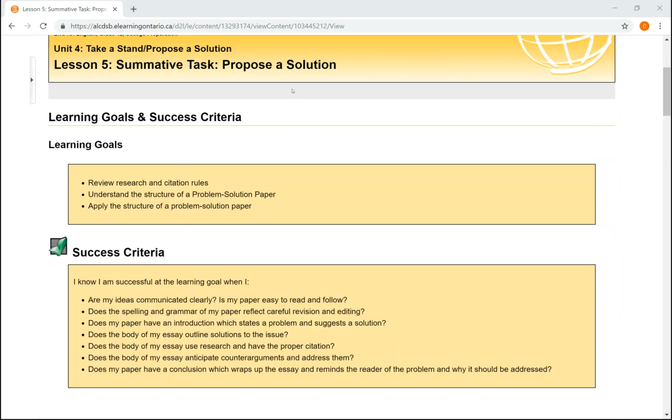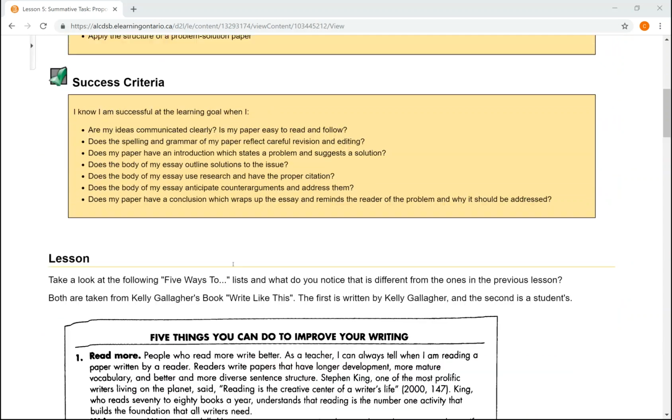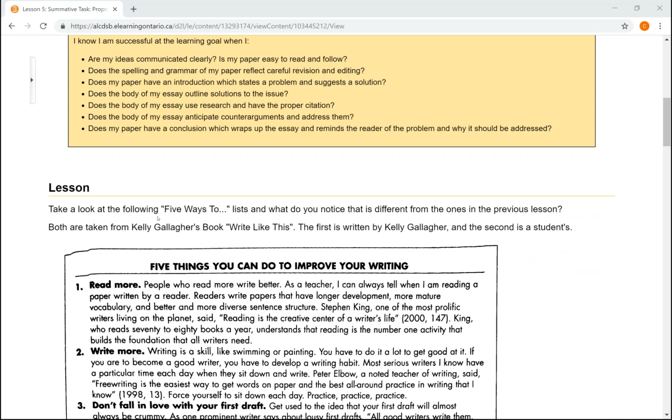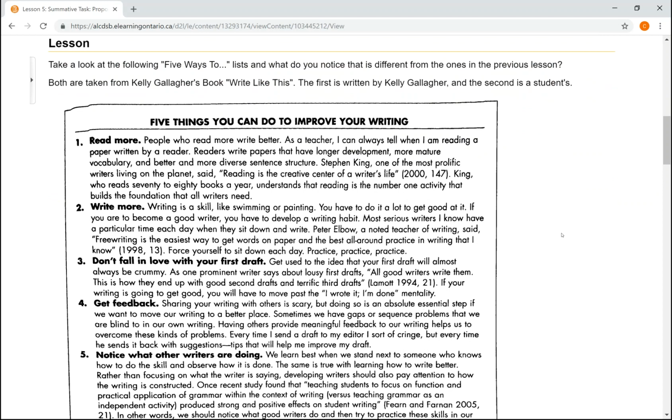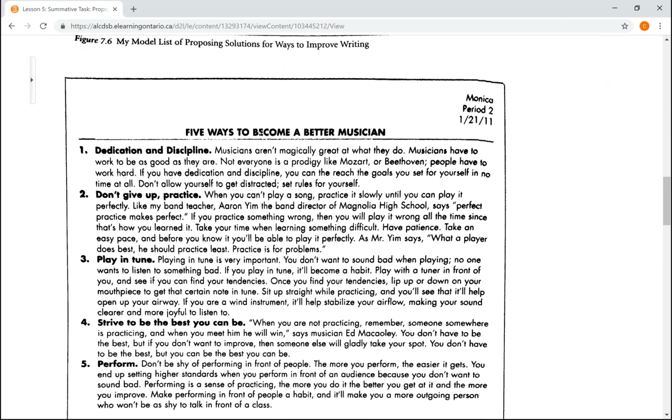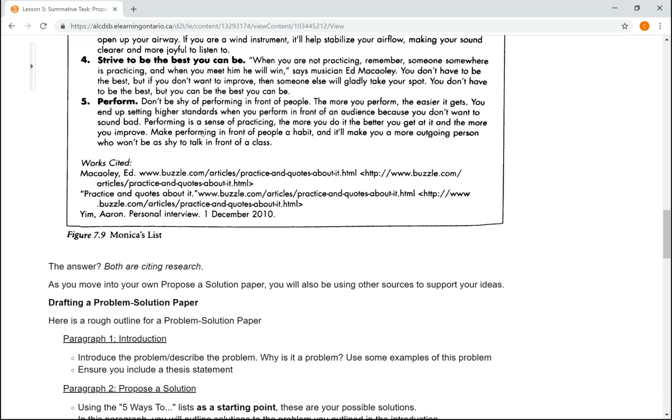Today, I would also highly recommend that you start working on your Lesson 5 summative task, propose a solution. So take your time, go through your learning goals and your success criteria. Read through the lesson. Take a look at the following 5 ways to lists, and what do you notice that is different from the ones in the previous lesson? Both are taken from Kelly Gallagher's book, Write Like This. The first is written by Kelly Gallagher, and the second is a student's. So take your time, go through the 5 things you can do to improve your writing, 5 ways to become a better musician.